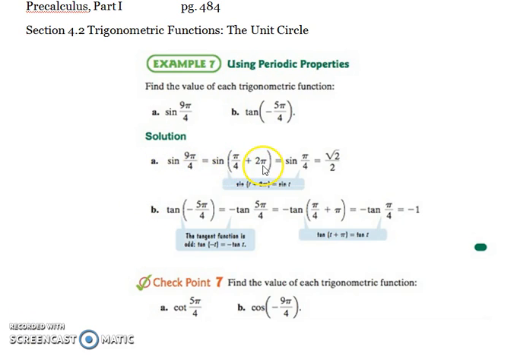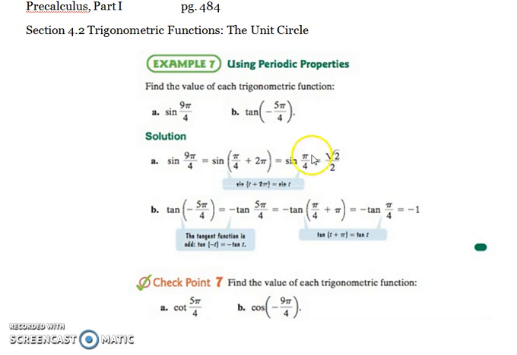They basically took out the 2 pi because every time it hits pi over 4 plus 2 pi, so 9 pi over 4, 17 pi over 4, you could just keep adding 2 pi and that value is always going to be the same. So the sine of pi over 4 is exactly the same as 9 pi over 4. So you can take the 2 pi out and then you're back in the circle. That's why I call it being back in the circle and knowing that value if you know your circle.